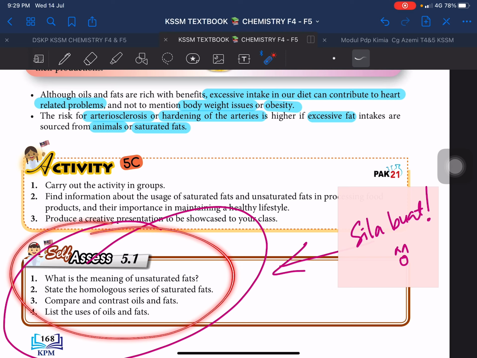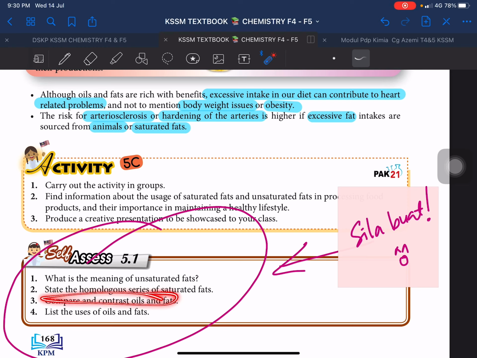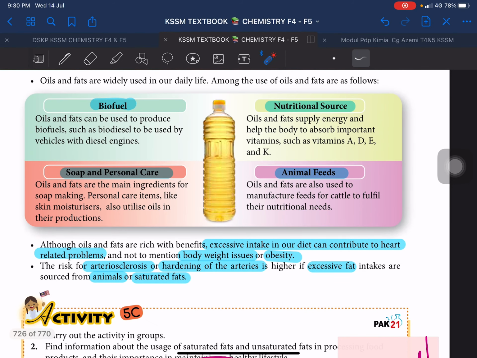Look at this self-assess 5.1. You can do this on your own, okay? What is the meaning of unsaturated fats? What is a homologous series? Compare, contrast, list the uses. Please do it, okay? The more you do exercises, the more you will understand. The more you teach, the more you learn. Teach yourself. Talk to yourself. When I read, you also read. Read the book. Speak out loud like me, okay?